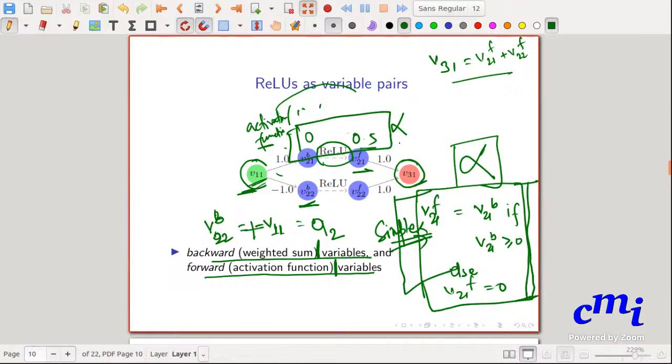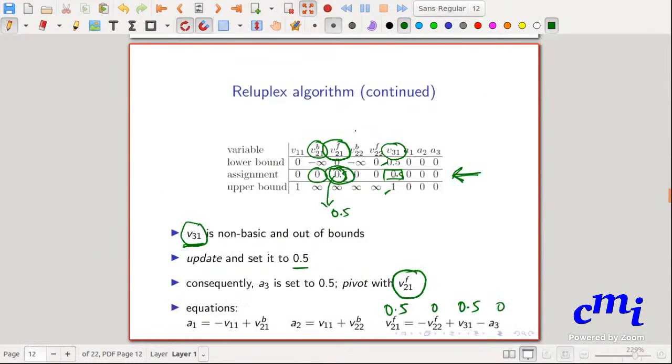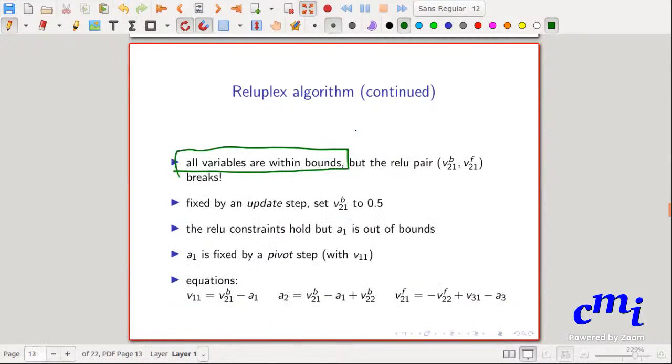Of course, when we are hiding such a constraint from the solver, it will think that V21 forward is unconstrained. If it's unconstrained, it's going to do certain things that it thinks is allowed, but it is not allowed, which is what we mean by this ReLU pair breaking. Okay. So what happens when a ReLU pair breaks? When a ReLU pair breaks, you try to fix the ReLU pair. Okay. So you fix it by setting V21 backward to also 0.5.